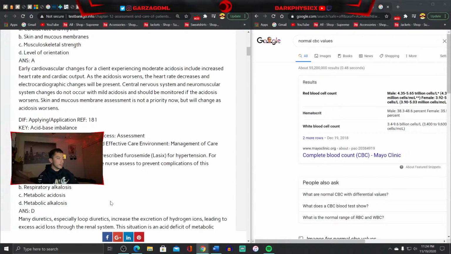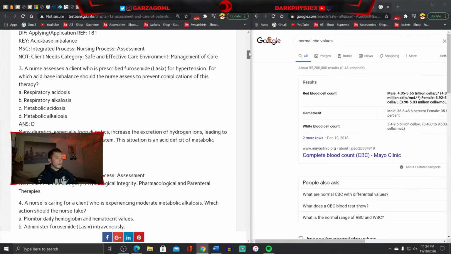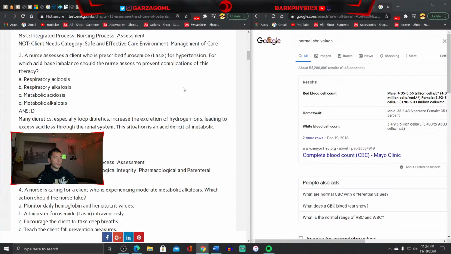D, metabolic alkalosis. Yes, sir. Many diuretics, especially loop diuretics, increase the excretion of hydrogen ions, leading to excess acid loss. Very true. See, I'm pretty good at acid-base, but when it comes to glucose and gas exchange, ouch.